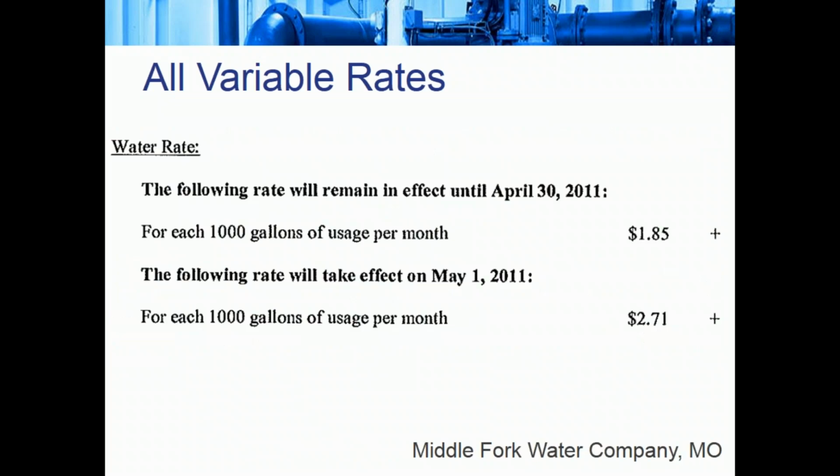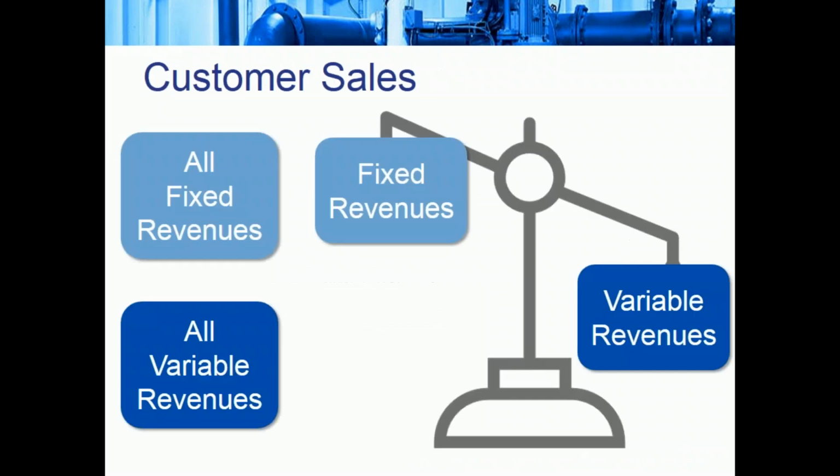Here's another example from Missouri, Middle Fork Water Company. And so they have a new rate as of May of 2011 that is $2.71 per 1,000 gallons of usage. And again, there is no monthly minimum. It is 100% based on volumetric use.